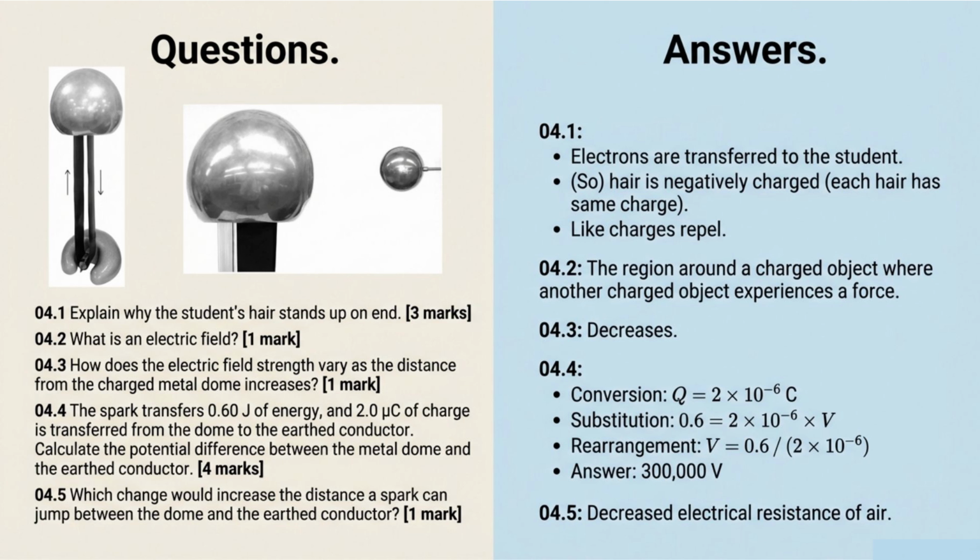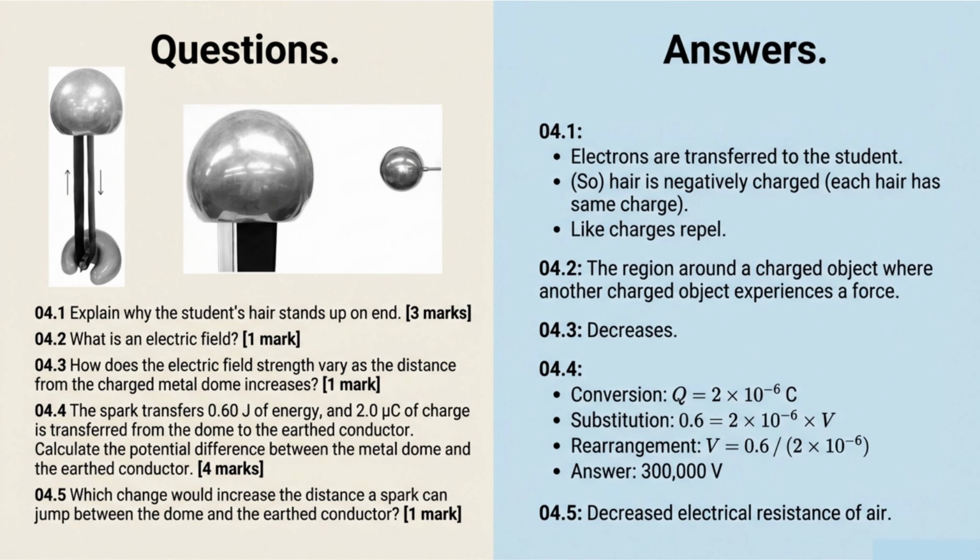Let's flip to slide 5. Static electricity. Question 4. We have 4.1, the classic hair standing up on a Van de Graaff generator. We need to explain why. It's a sequence. First, electrons are transferred to the student, which means the hair becomes negatively charged, and crucially, each hair has the same charge. So, like charges repel. That's why they stand up.